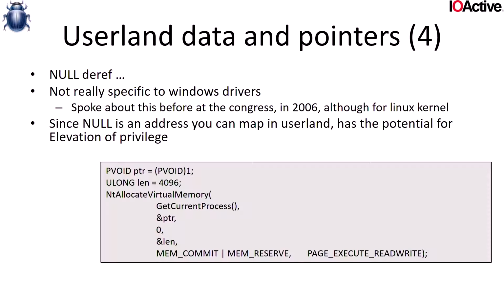Similarly, for userland-related bugs, there are null dereferences. I consider that in the same class. It's not specific to Windows drivers. I actually spoke about this particular bug at the CCC conference here in 2006. I was talking about the Linux kernel at the time, but it applies just as well to the Windows kernel. The only difference is in how you trigger mapping the null page. In Linux and Unix, you do mmap with fixed and give it an address of null, and it'll map it.